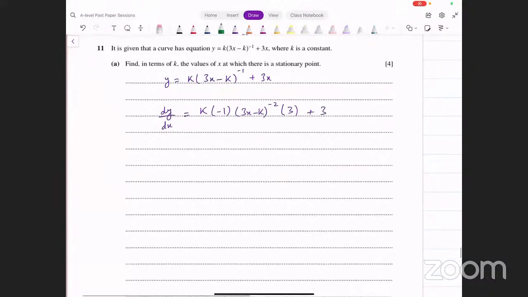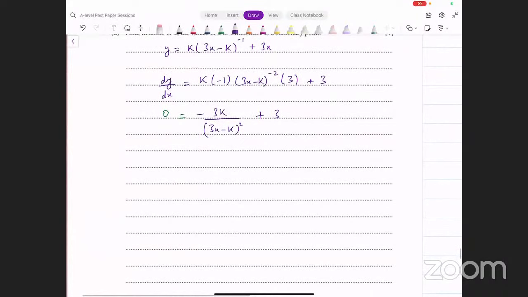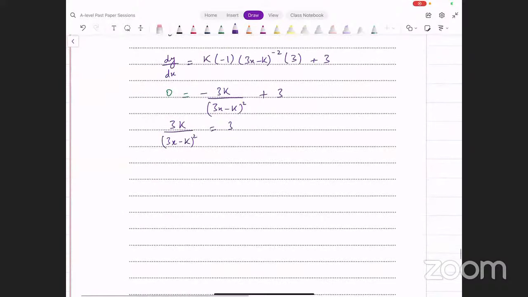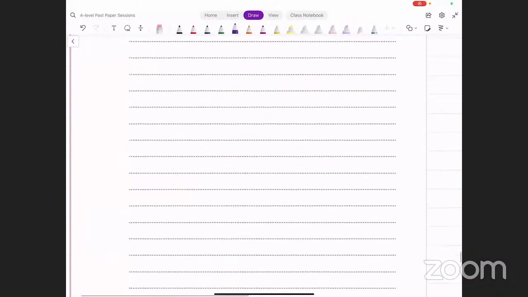What you do now is you put the derivative equal to 0. What do you have on the right side? Minus k over 3x minus k whole square. You also have this 3. So यहाँ पे ऊपर लिख देते हैं 3k. Plus 3. That's what we're getting. And now we take this to the other side. That's going to give us 3k over 3x minus k whole square equals 3. Let's cross multiply.